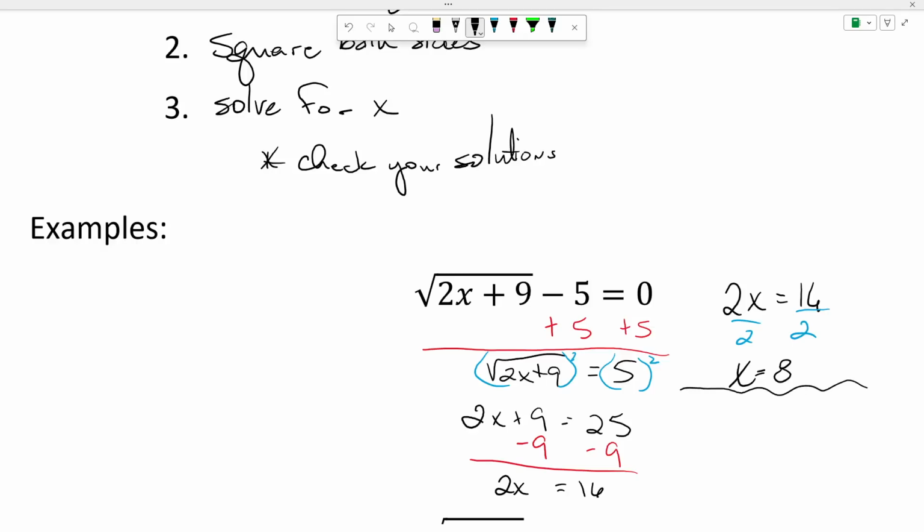Okay, I need to go through and check it. Going back to my original equation, I'm going to do square root of 2 times 8 plus 9 minus 5. It has to equal 0. This gives me the square root of 16 plus 9 minus 5. This gives me the square root of 25 minus 5. 5 minus 5, I do believe, equals 0. So that is a valid solution.